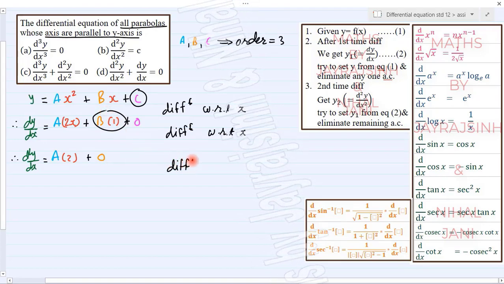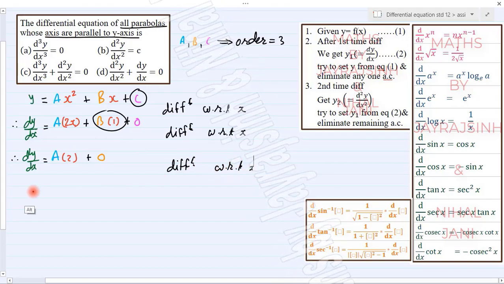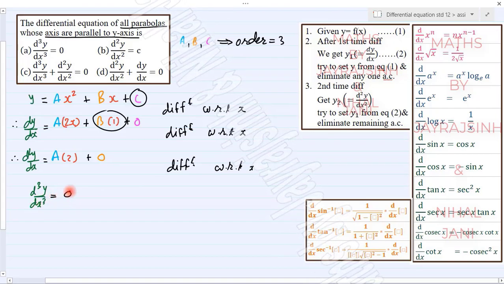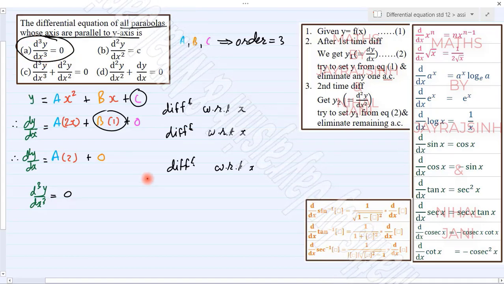Similarly, if we differentiate third time, then we will get d cube y by dx cube is equal to 0, which is given in option A. Ta-da!